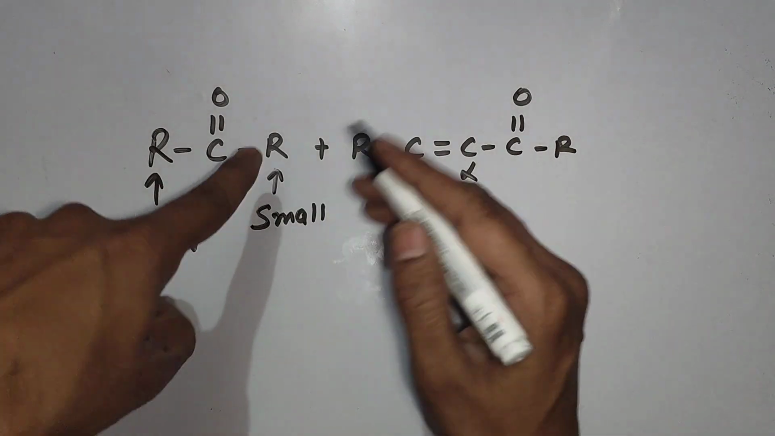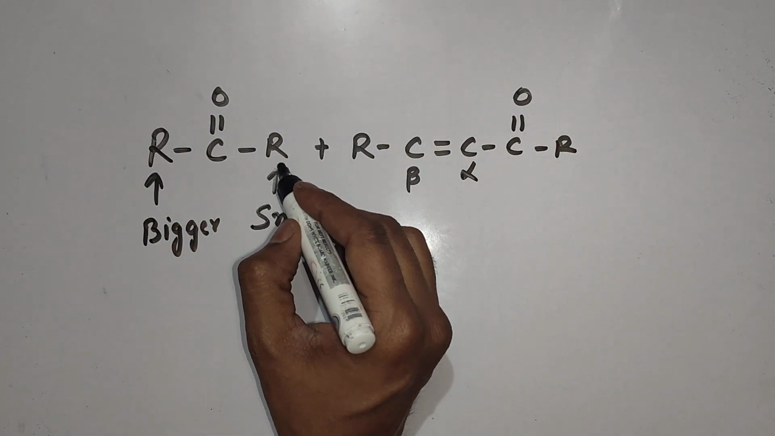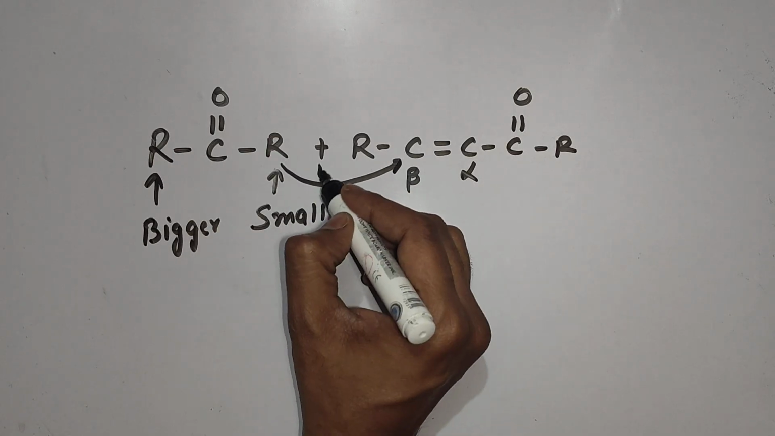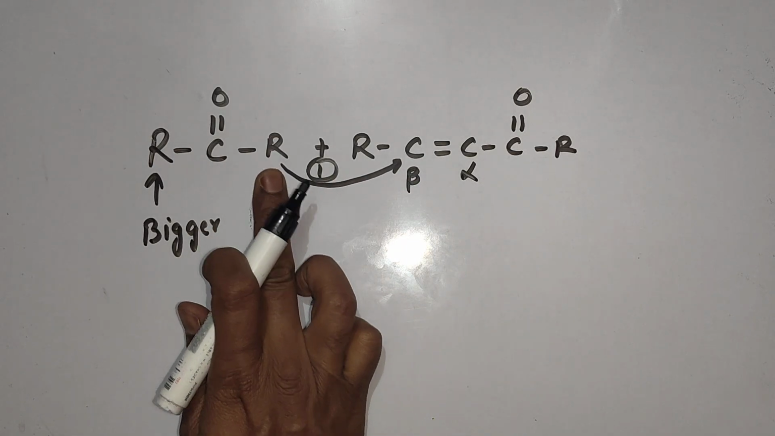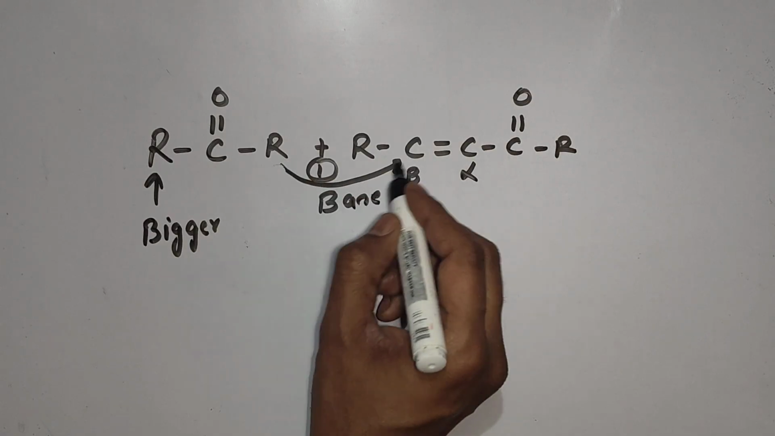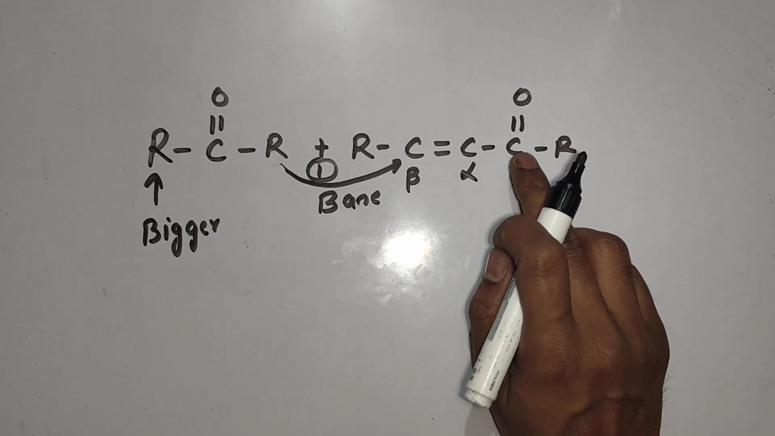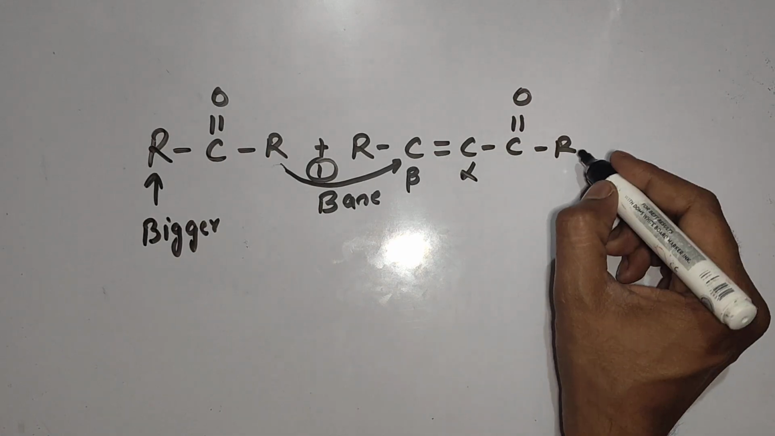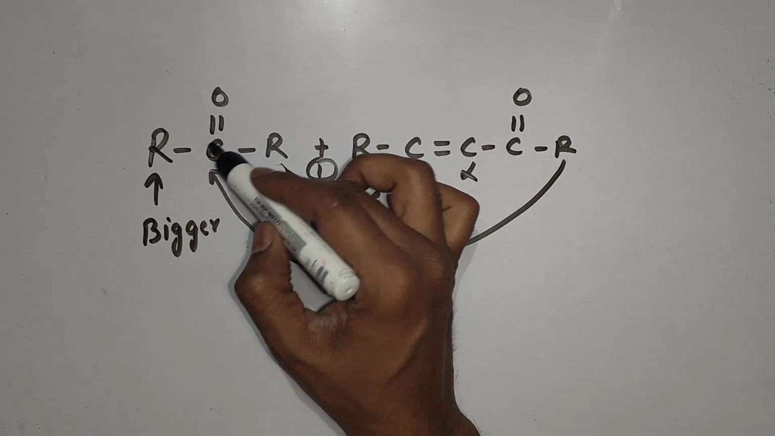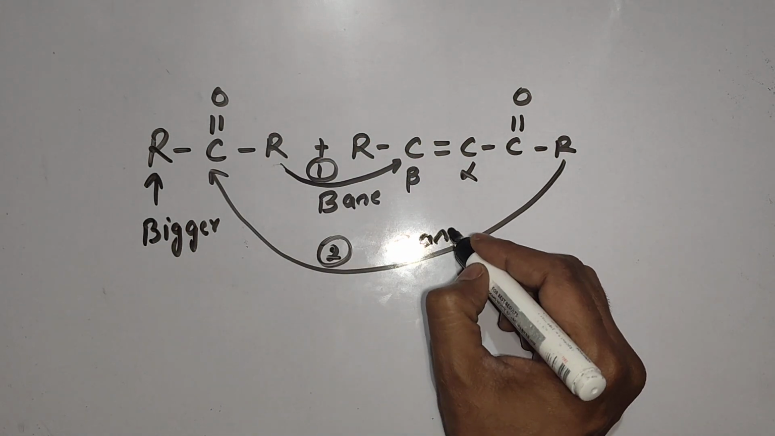Now first in shortcut let me tell you how this reaction will happen. This small alkyl group will attack on beta carbon. This will be your first attack, obviously in the presence of base. After this attack, this alkyl group which is connected with alpha beta unsaturated carbonyl, this is going to attack on carbonyl of normal ketone. This will be second attack, obviously in the presence of base.